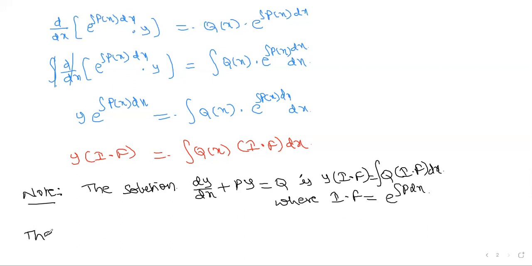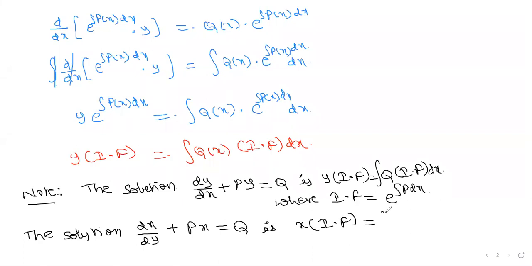If the linear differential equation is in x instead, that is dx by dy plus px is equals to q, where p and q are functions of y, then x into IF is equals to integral q into IF dy, where IF is equals to e power integral p dy. Is it understood?